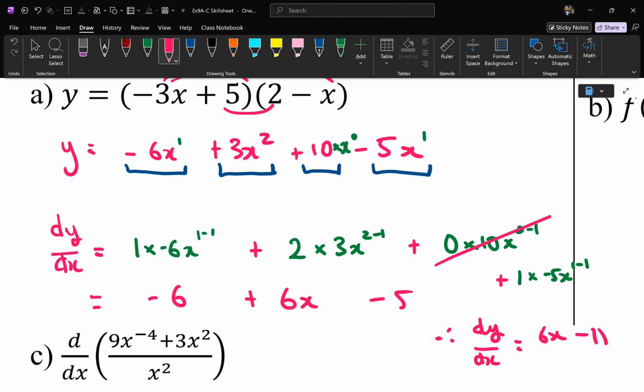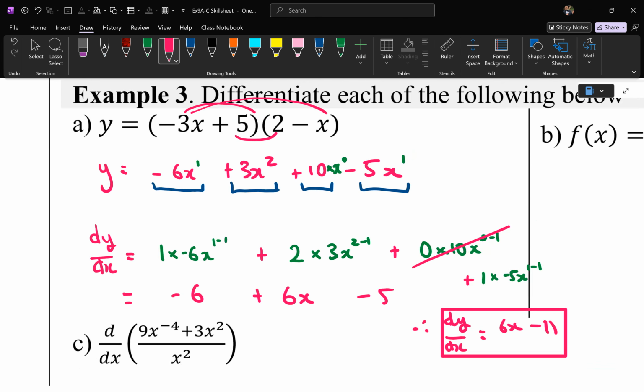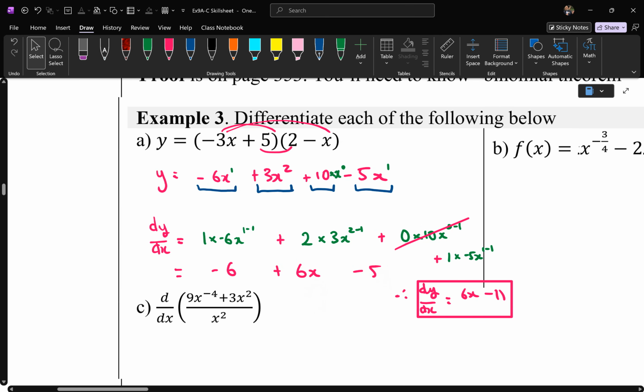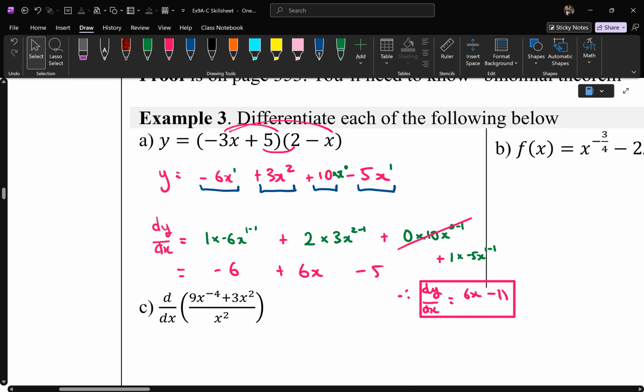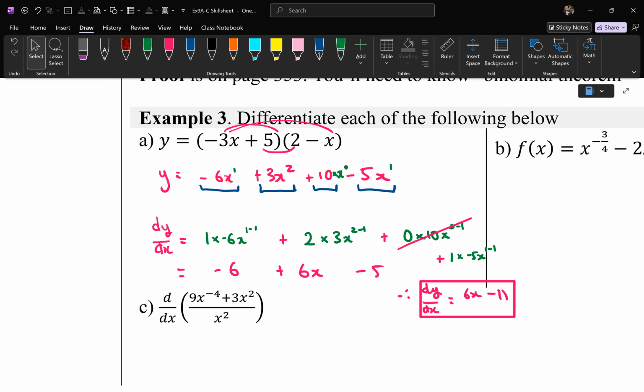6x minus 11. Remember, this is just the gradient formula. It's a gradient function. It doesn't tell you the gradient yet. You don't know what x is. They have to tell you which point. And they have to give you 1 point. So when they give you one x coordinate, 1 point, you can then find the gradient of that point. So you'll be able to find the gradient of a tangent line for this function as long as you know which point you're interested in.